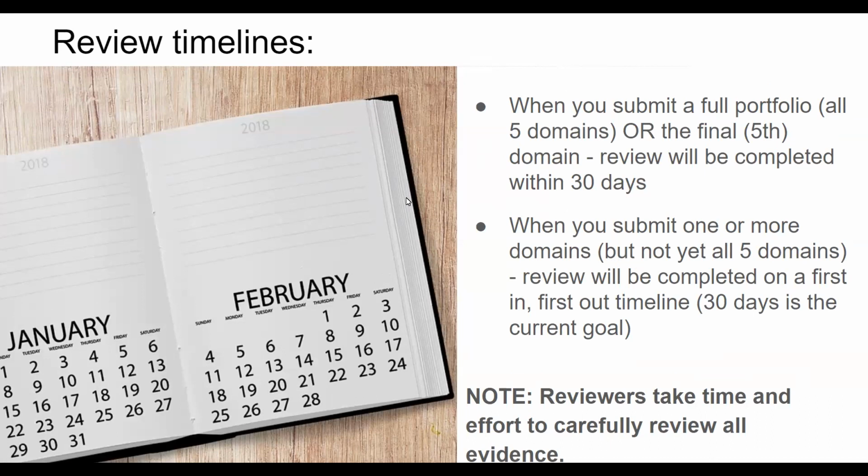So on the review team, we are working towards a timeline where we should be able to complete partial portfolios, or when you submit 1, 2, 3, or 4 domains. Hopefully, we should soon be able to turn those around in 30 days as well. That is our goal. Right now, we're kind of making some adjustments in the process on our end.